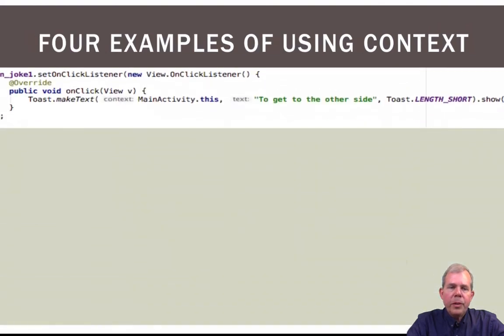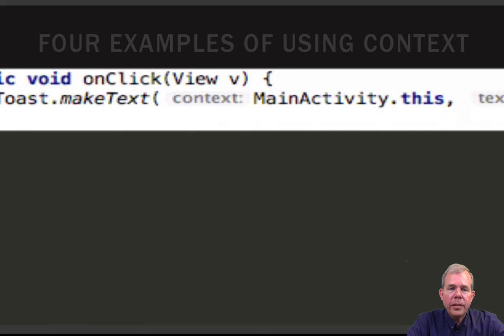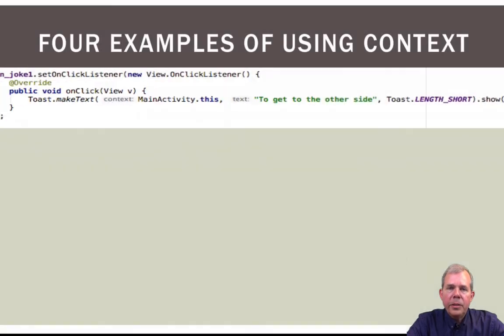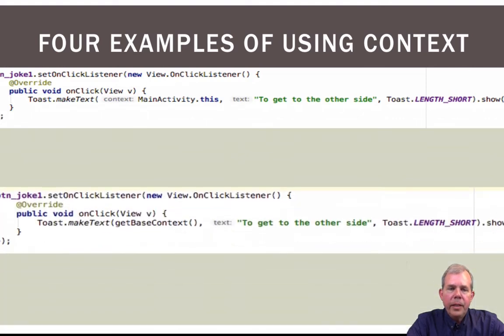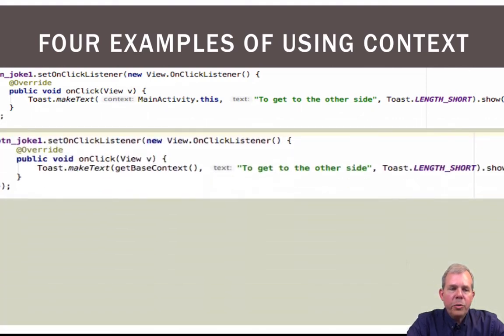For example, let's go back to our simple button clicker. We want to show a toast. You can see here that the toast.makeText command has as its first parameter a context value. In this case, I used MainActivity.this. And that tells the toast that, hey, I'm part of the main activity, and so now it knows where it starts from. Here's another way that works just as well.